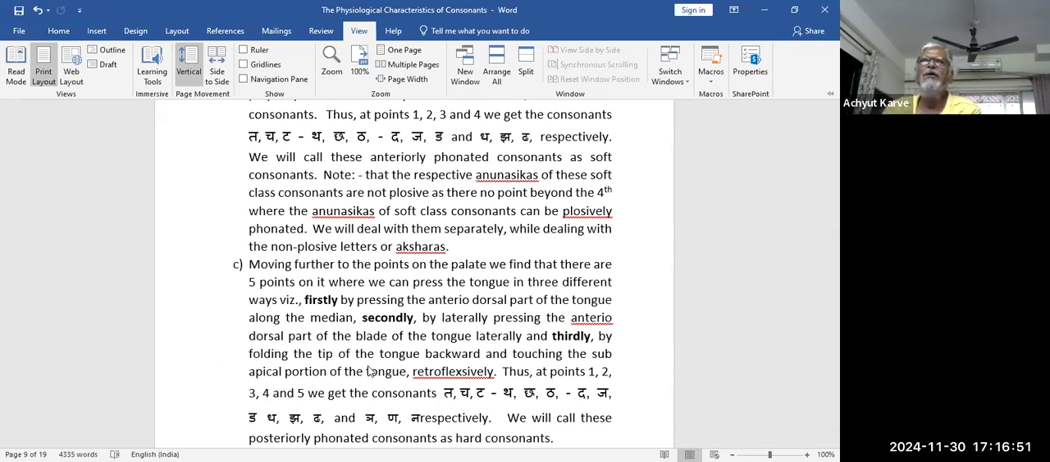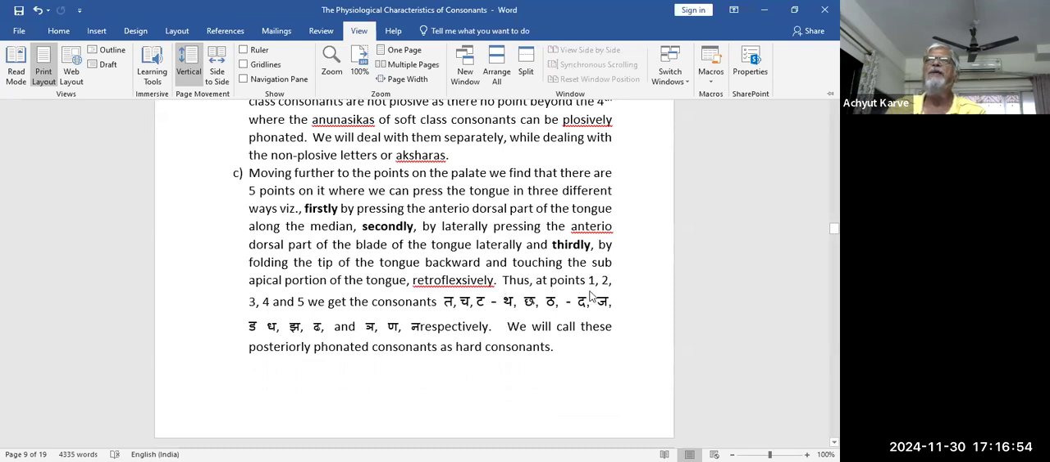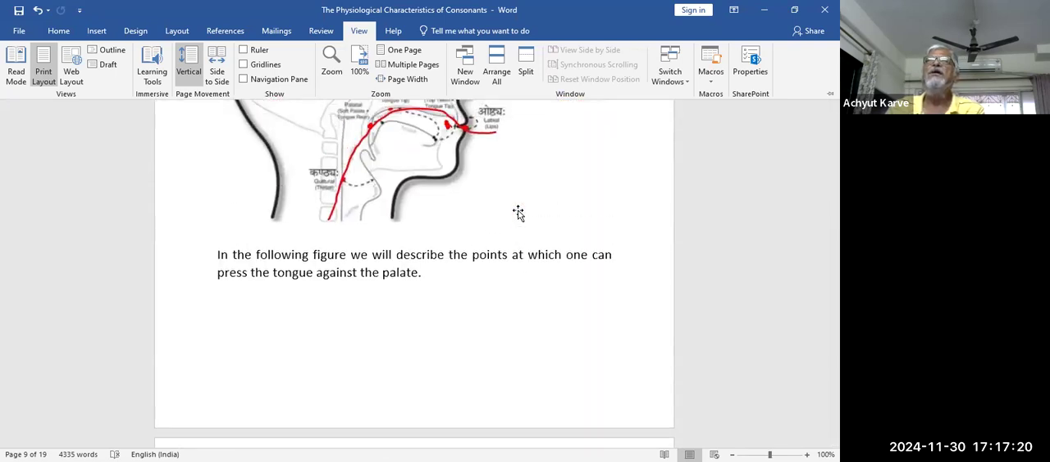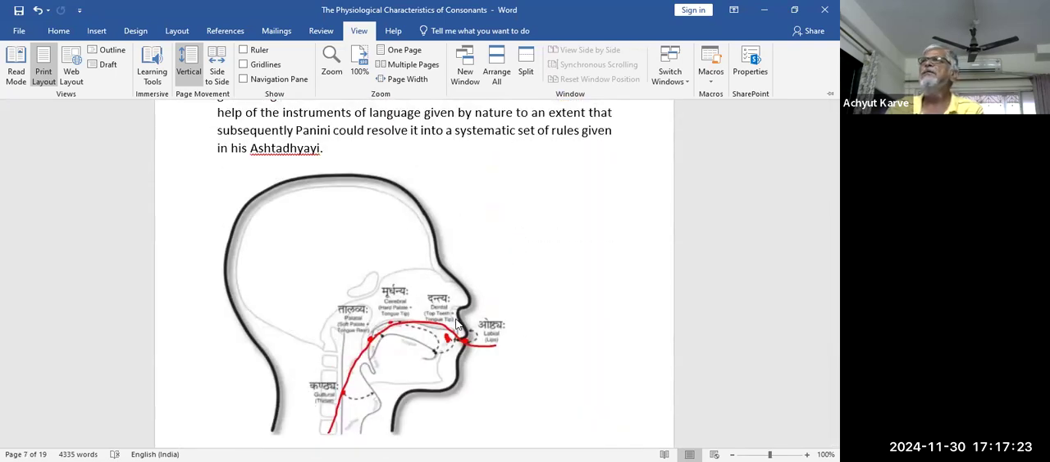Moving on. So thus at points 1, 2, 3, 4, 5, we get the consonants ta, tha, da, dha, na. We will call these posteriorly phonated consonants hard consonants. Here too, phonologists have only demarcated areas. That is what I have shown you in this. They have only demarcated areas. They have not said where each of the class consonants is phonated with respect to the previous one.